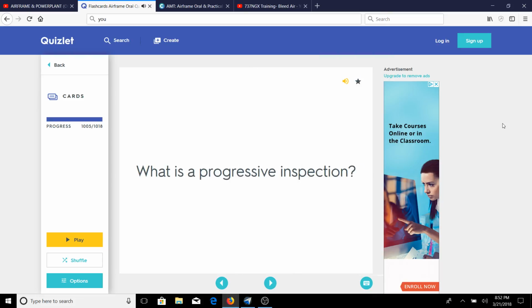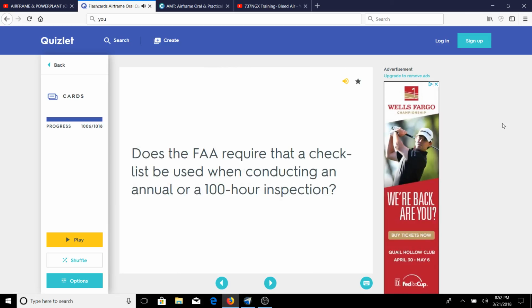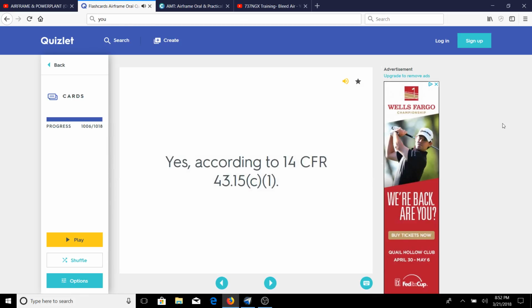What is a progressive inspection? An inspection of the same level as an annual inspection but approved by the FAA to be performed on a schedule that does not require the aircraft to be out of service for the time necessary to perform the entire inspection all at once. Does the FAA require that a checklist be used when conducting an annual or a 100-hour inspection? Yes, according to 14 CFR 43.15.